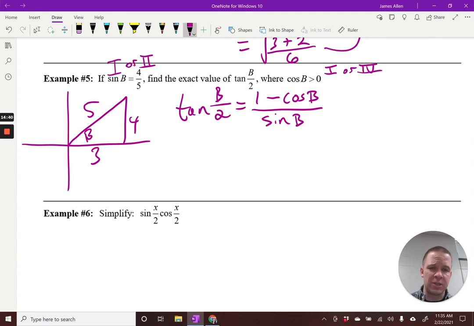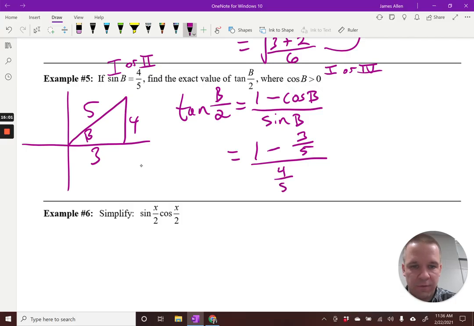All right. So I chose to use this one, the 1 minus cosine of b over sine of b. You could have done sine of b over 1 plus cosine of b, but that just seems kind of annoying to have the addition happening in your denominator. So I'm going to keep it like this. Now, let's go ahead and evaluate. So we're going to have 1 minus, and then cosine is 3 over 5, and sine is going to be 4 over 5.